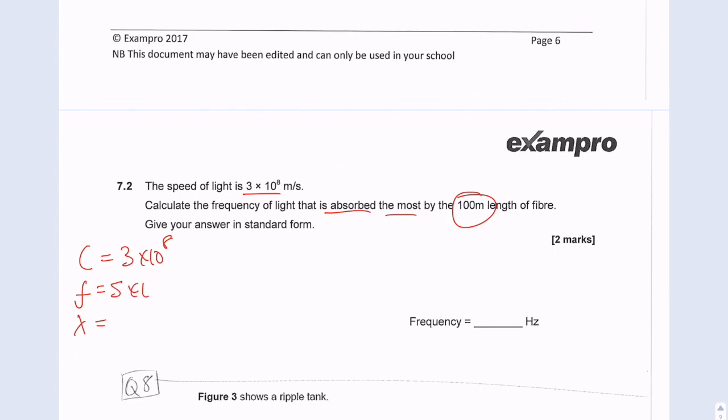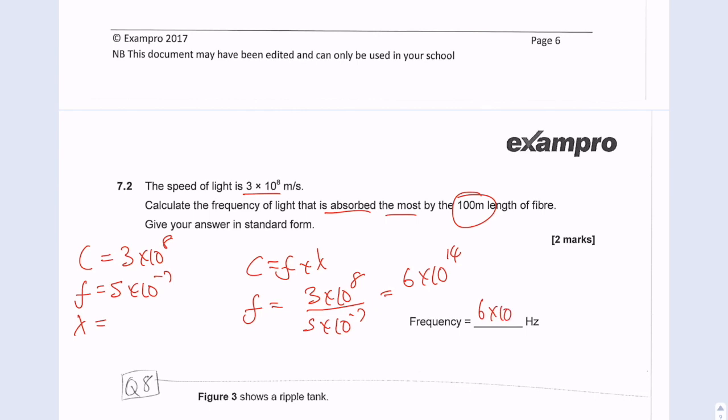So with 5 times 10 to the minus 7, c equals f times lambda. We're looking for frequency, so we're going to do 3 times 10 to the 8 divided by 5 times 10 to the minus 7, which should give us, let's check this, 6 times 10 to the 14. That is the right answer, 6 times 10 to the 14.